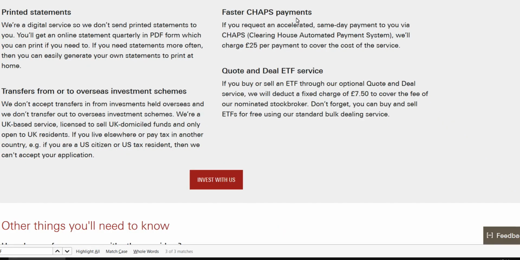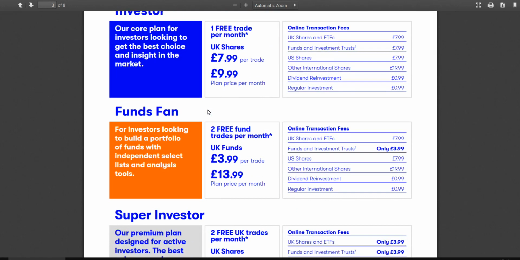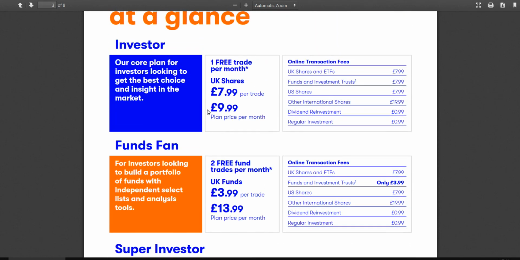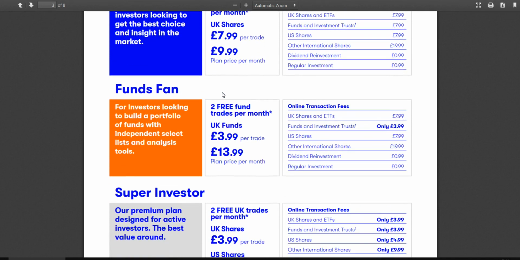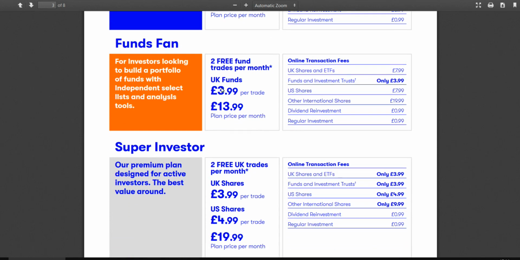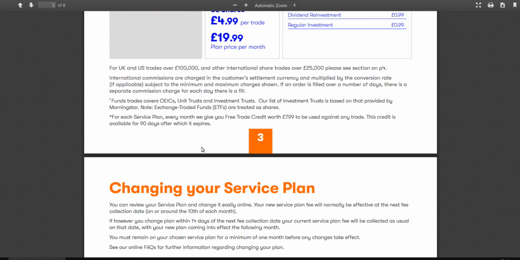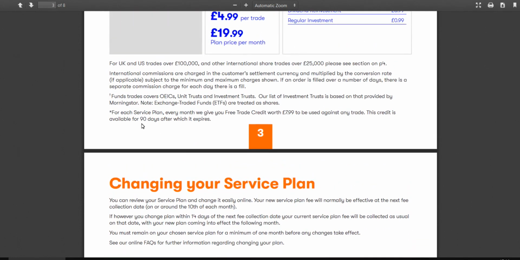And then Interactive Investor, there's 3 different ways they can charge you. It's either £9.99 a month, which includes 1 free trade a month, as it says there, or it's £13.99 a month, which they still give you. I learnt this, this confused me for a while, but if you read the small print, for each service plan every month we give you free trade credit worth £7.99 to be used against any trade.